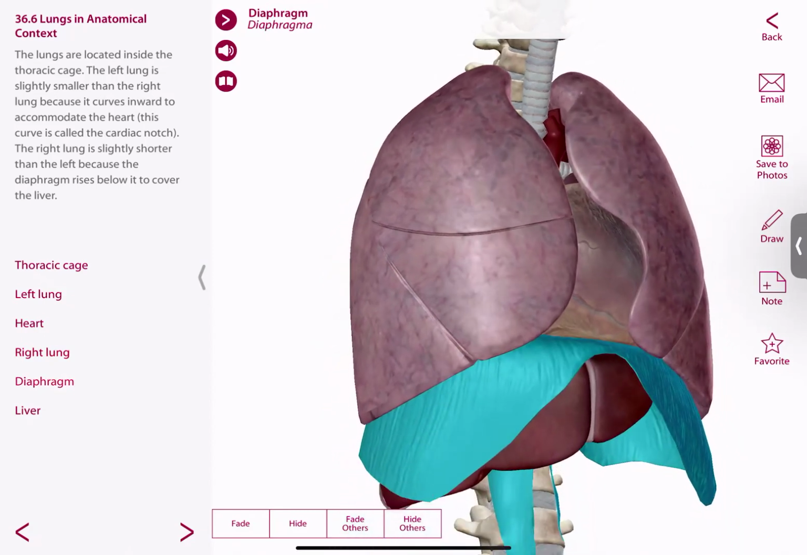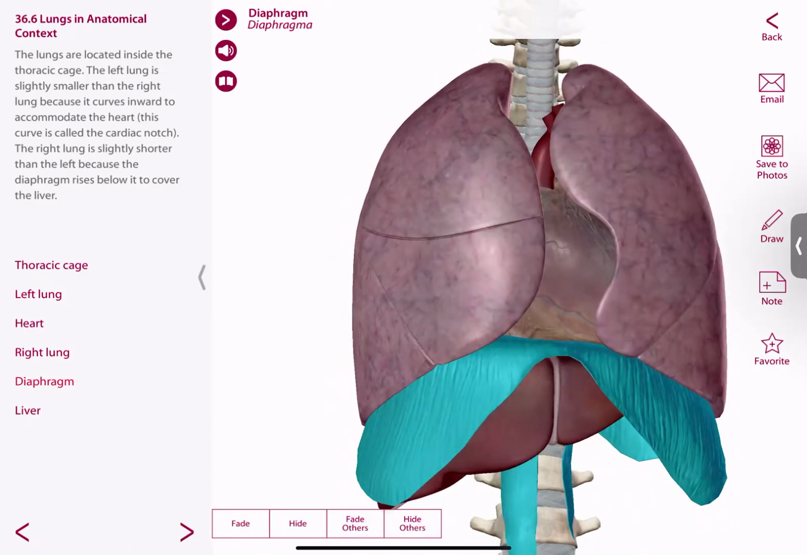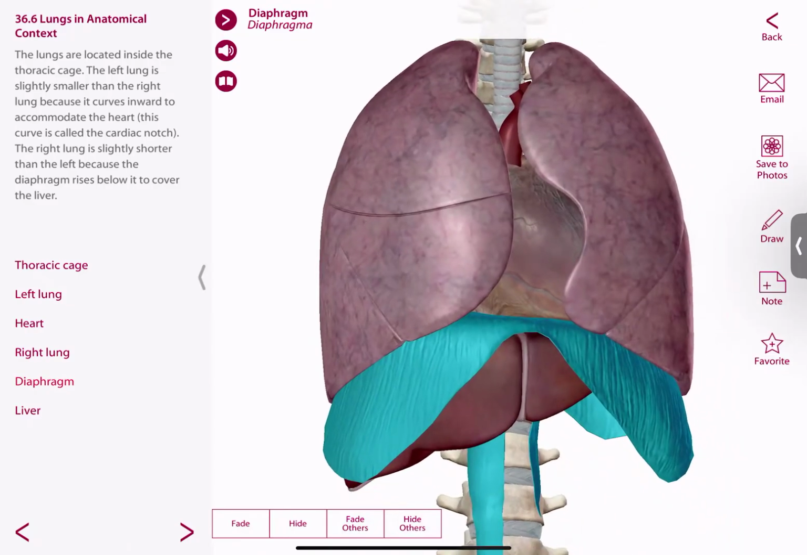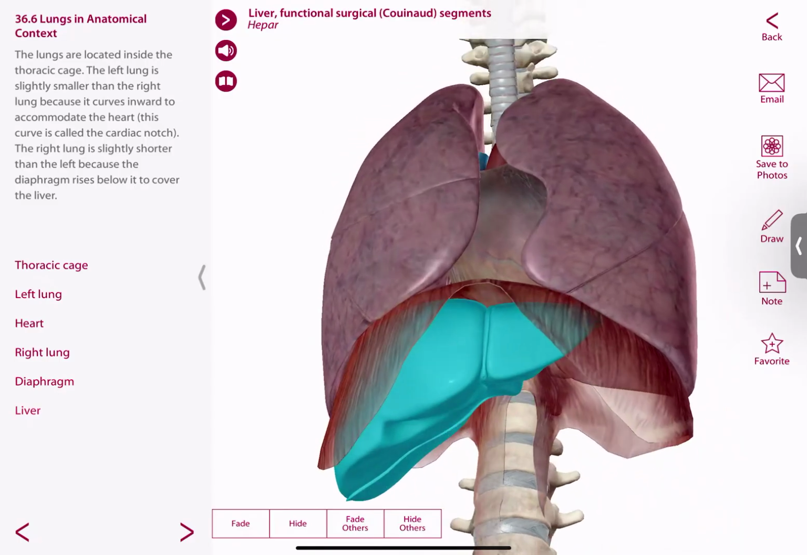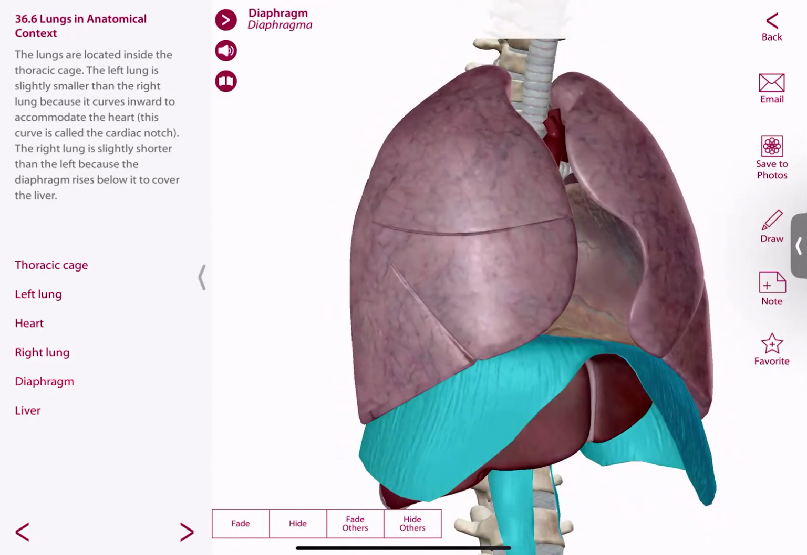Now, the diaphragm is a muscular sheath that separates the thoracic cavity from the abdominal cavity. As you can see, the liver is lying just below the diaphragm on the right side of the abdominal cavity. That's the liver here. Now, this diaphragm helps in ventilation. I repeat, the diaphragm helps in ventilation. Of course, there is one more muscle called intercostal muscles, which also contribute to ventilation.